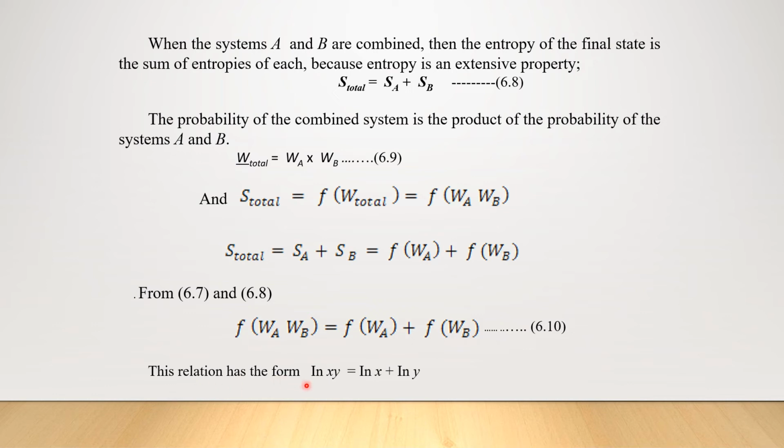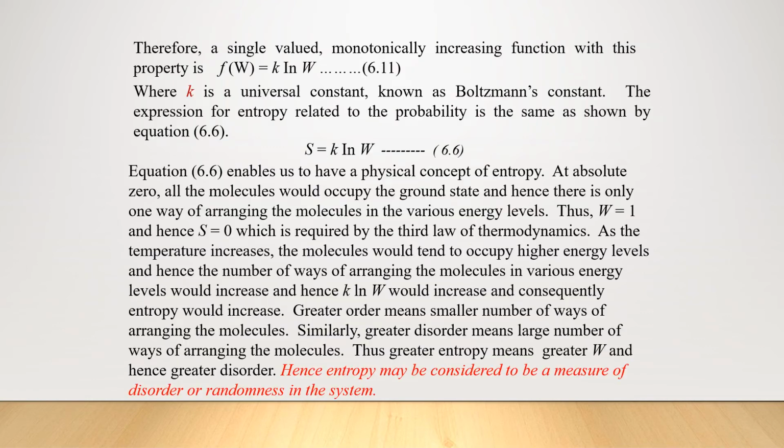So this relation has the form log of x into y is equal to log of x plus log of y. Therefore, a single valued monotonically increasing function with this property is f of W is equal to k log of W, where k is a universal constant known as the Boltzmann constant, and the expression for entropy related to the probability is the same as shown by equation 6.6, that is S is equal to k log of W. So equation 6.6 enables us to have a physical concept of entropy.